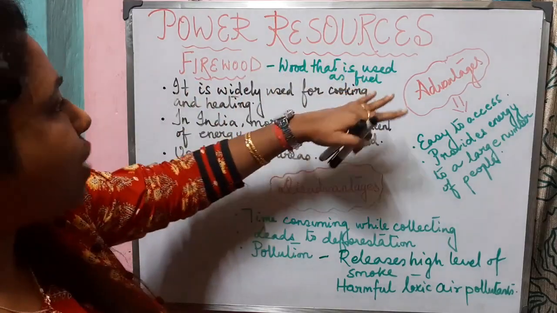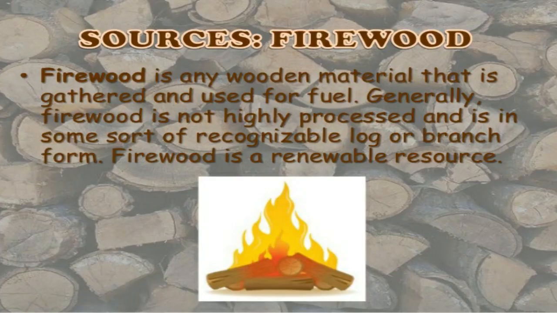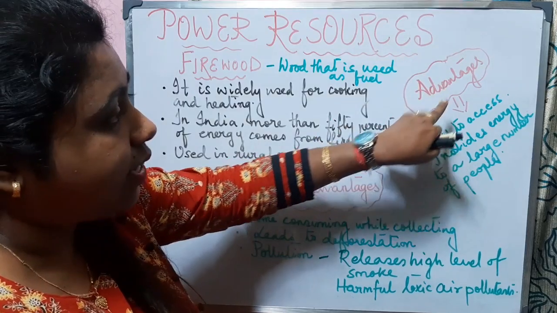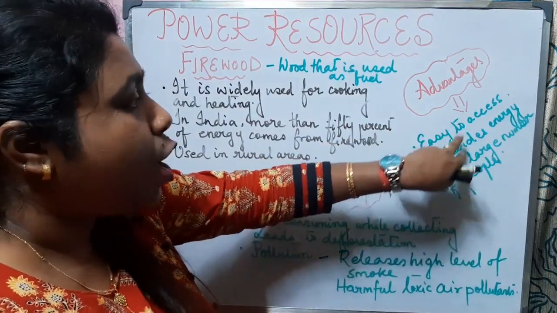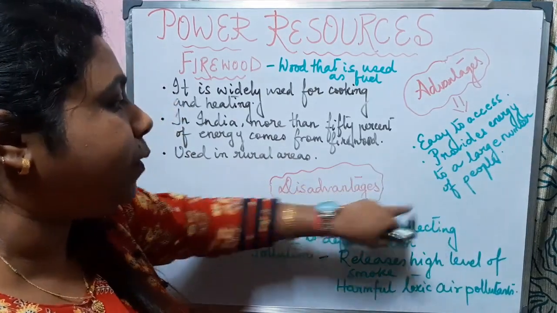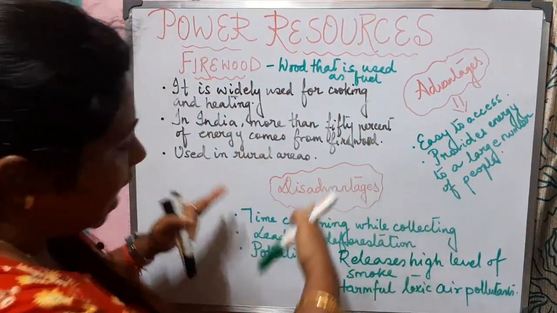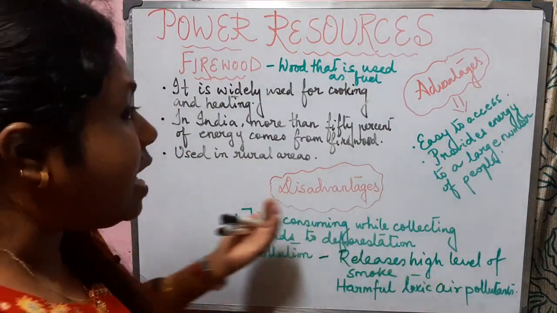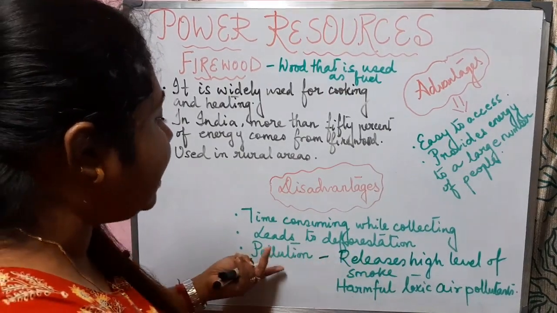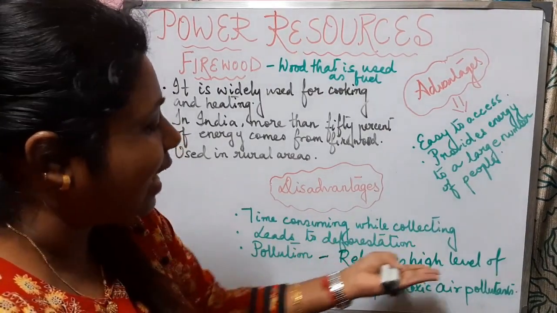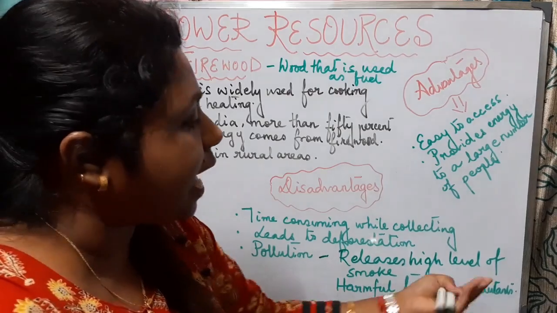So what we learned here: what is firewood? The wood that is used as fuel. It is widely used for cooking and heating. It is mainly used in the rural areas. There are some advantages: it is easy to access and provides energy to a large number of people. There are certain disadvantages: it is time consuming while collecting, it leads to deforestation, and it leads to pollution because it releases high levels of smoke and harmful toxic air pollutants.